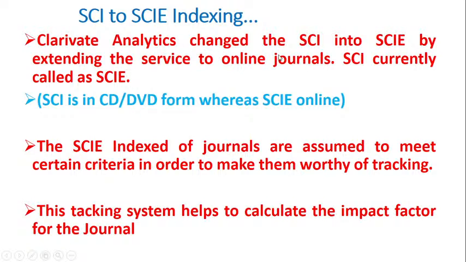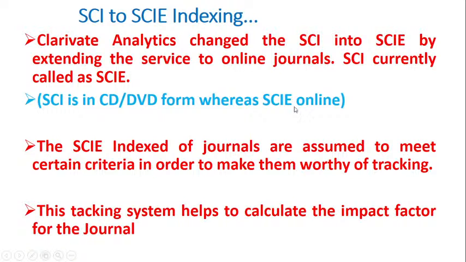After that, Clarivate Analytics changed SCI into SCIE, Science Citation Index into Science Citation Index Expanded, by extending the service to online journals. So SCI is currently called SCIE. Okay. So now there is no SCI. SCI journal, SCI indexed journal, it is called SCI Expanded. So some people ask what is the meaning of E, what does expanded mean, right?